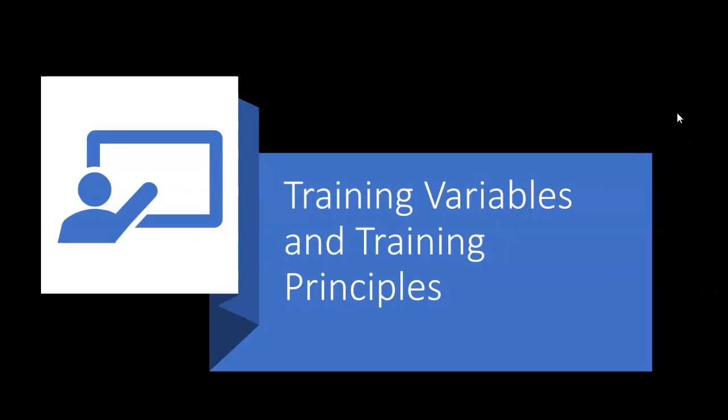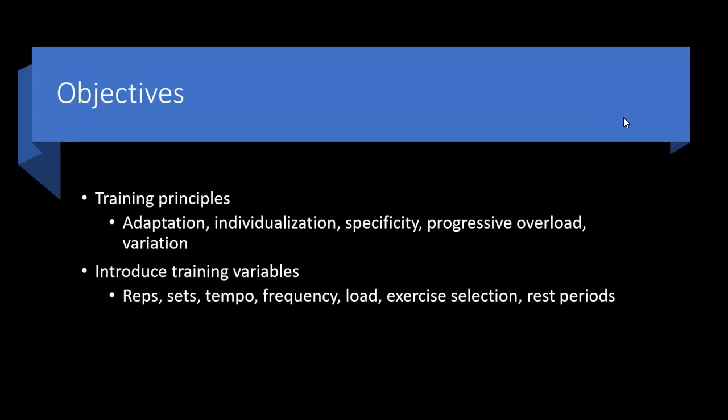All right, so we are going to be covering training variables and training principles. You actually just got introduced to one of those training principles, which was specificity. Now, here are the training principles that I want you to be familiar with. They include adaptation, and I'm also going to include a concept called accommodation. We have individualization, specificity, progressive overload, and variation. And I'll get into all the definitions of those as we continue to move on.